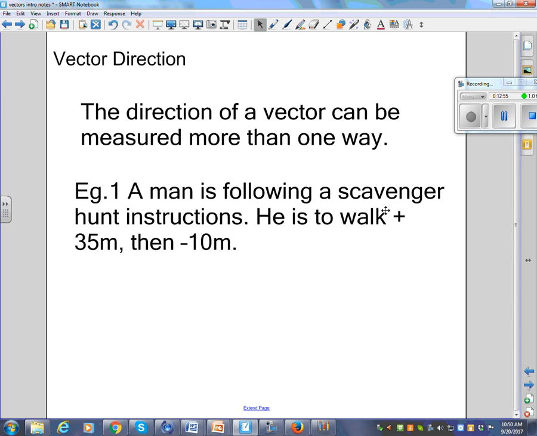For example, as a man is following the lamest scavenger hunt ever devised, he walks plus 35 meters and then minus 10 meters. Boring. The plus indicates what? Forward. The negative indicates backwards. That's a standard convention. When I say convention, I mean it's something that we all agree upon, right? Plus is forward, negative is backwards. Okay, so that's one way to describe direction. And it's actually pretty useful in most of our examples, I guess you could say.